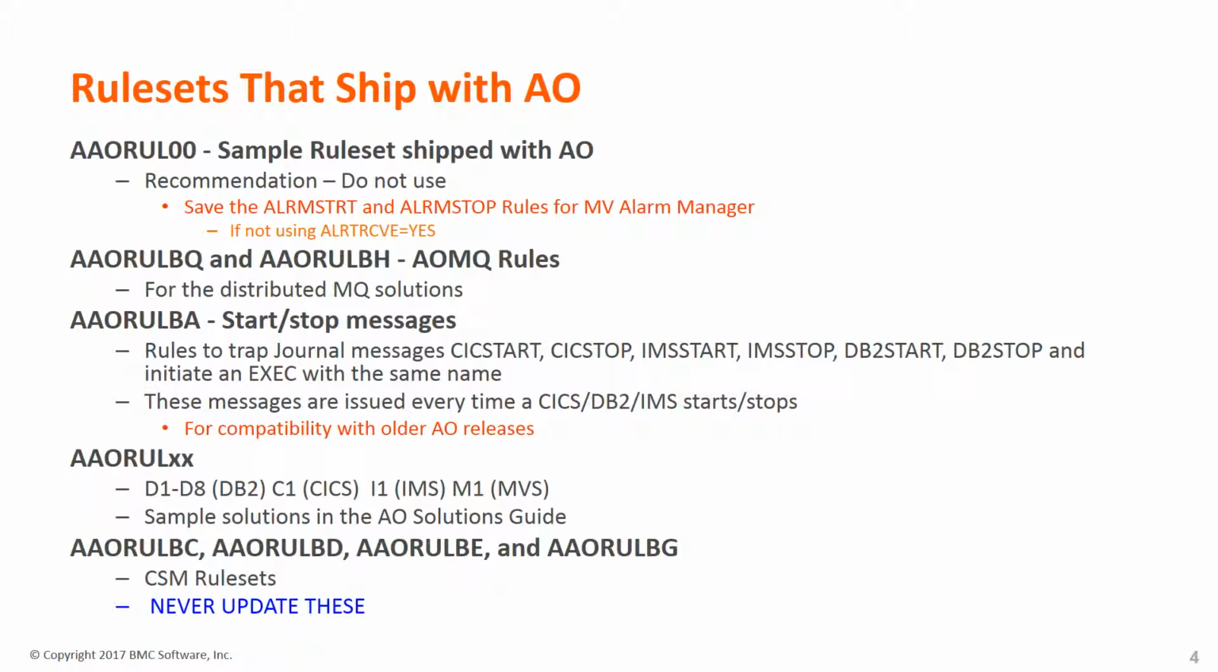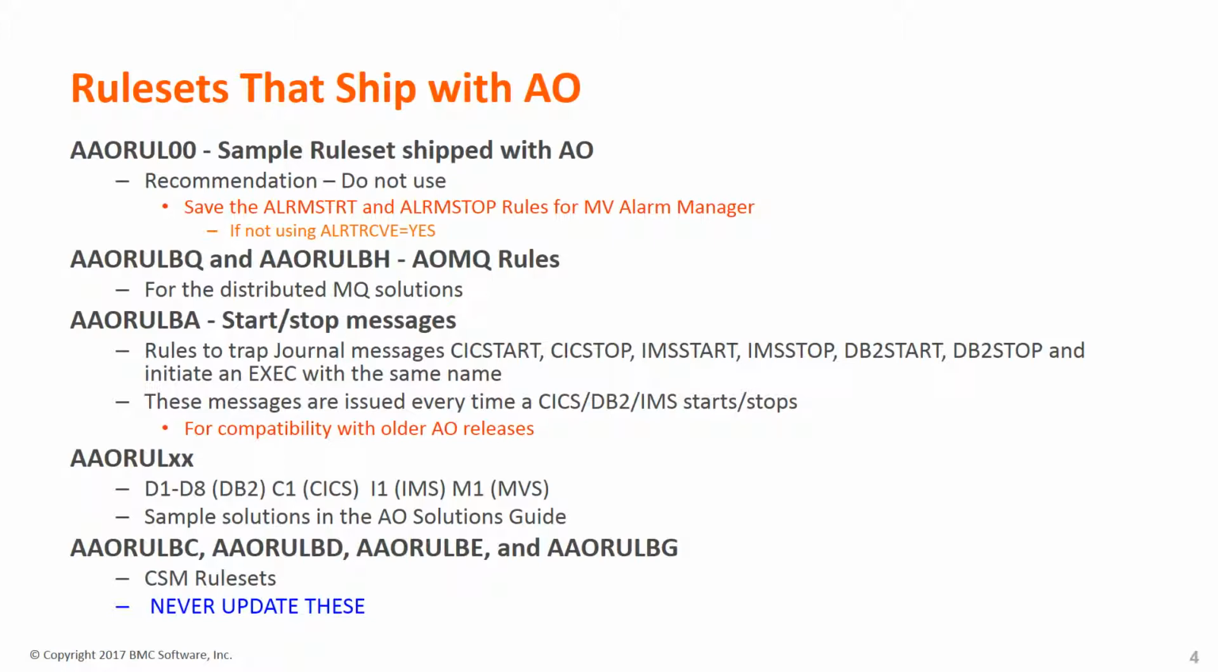There's also an AAORULBQ and AAORULBH that contain MQ rules for support of the distributed MQ solutions with Auto Operator. There's an AAORULBA that traps start and stop messages for your all TP regions. It also will initiate an exec with the same name if it encounters that event. There's an AAORUL D1 through D8 for DB2 solutions, AAORULC1 for CICS solutions, I1 for IMS solutions, and then for MVS solutions, it's M1.